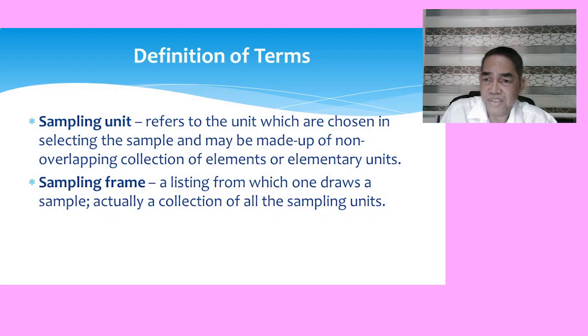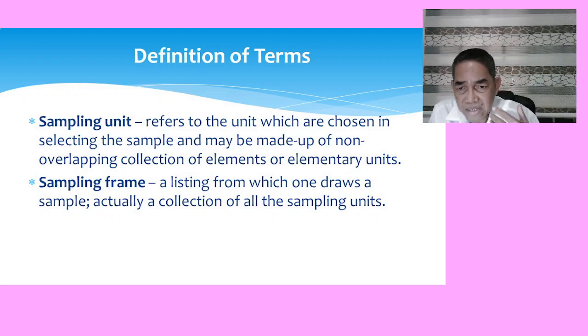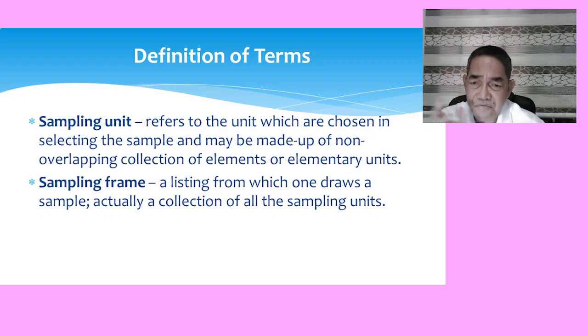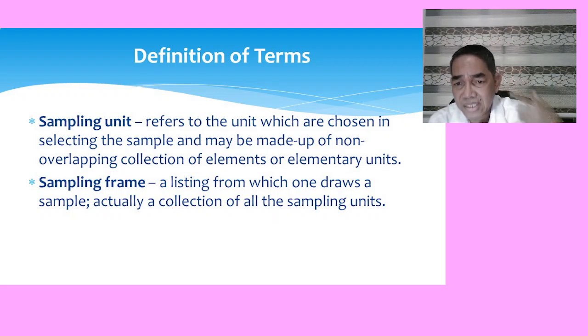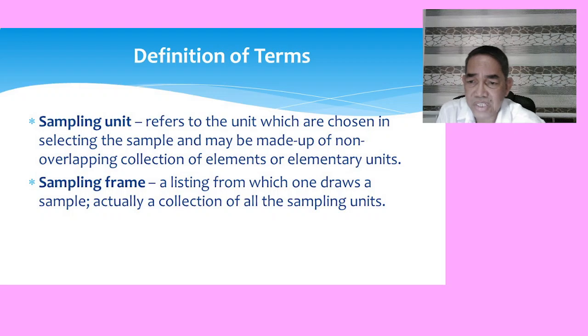Okay? So, sampling unit, that is the unit chosen in selecting the sample, and it may be made up of a non-overlapping collection of elements or elementary units, meaning the sampling unit may be made up of a non-overlapping collection of elements. That's the unit that is chosen in selecting the sample. Later on, we'll go back to this definition. And then the sampling frame is just a list from which one draws a sample. That can be a collection of all sampling units.